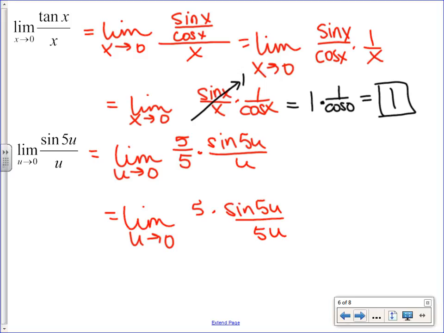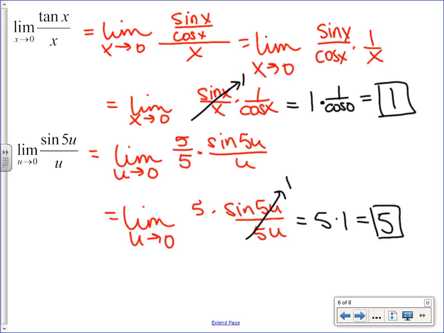And what's the limit as u approaches 0 of the sine of 5u over 5u? That goes to 1. And what's the limit as u approaches 0 of 5? 5. So we have 5 times 1, which is 5. So if there's ever a coefficient up in the sine, it's just not going to be your answer.